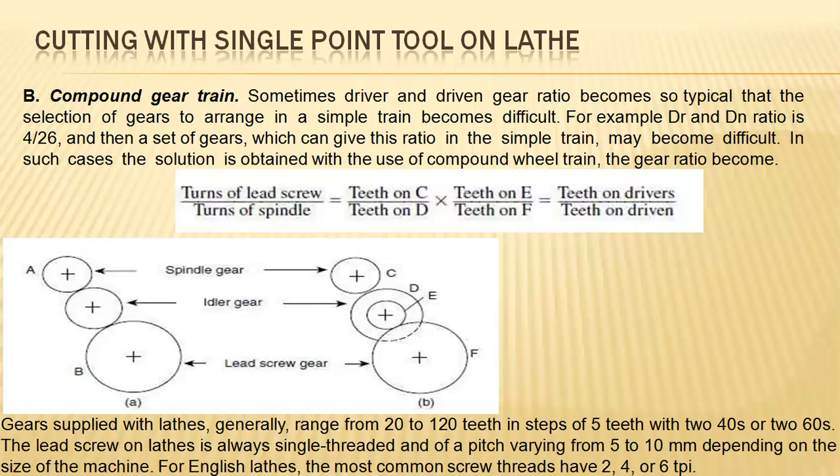Particularly, this range is between 20 to 120 teeth in steps of 5, that too with 240 or 260. Normally, we will be having these lead screws made up of almost single thread, and the pitch will vary from 5 to 10 mm, particularly depending upon the size of the machinery.